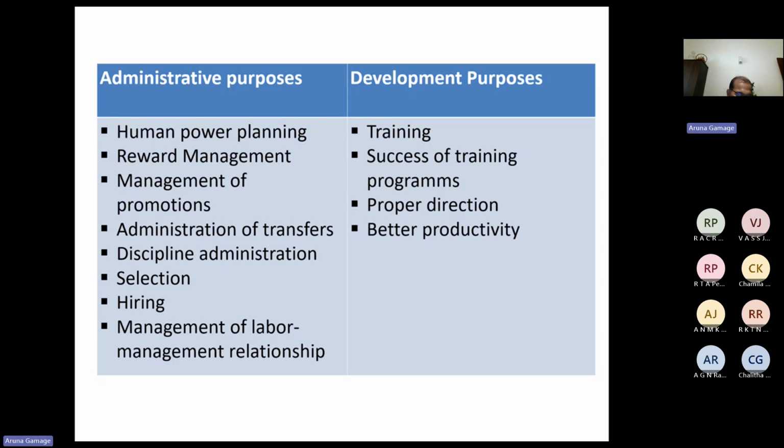Besides that, there are some informational purposes too. Through performance evaluation, employees can understand that their performance is evaluated, appreciated and rewarded. They can understand what the organization expects from them, and what they can expect from the organization. So there are many informational purposes.